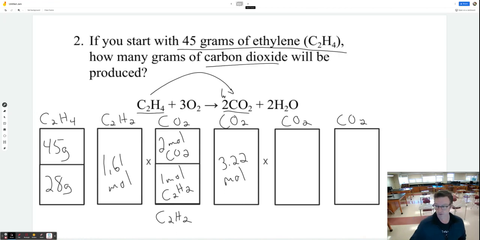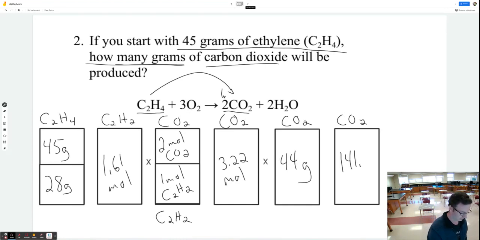To get to the answer, which is in grams, we multiply that by the molar mass of CO2, a carbon plus 2 oxygens off the periodic table, which is 44 grams. 3.22 times 44 is 141.7 grams of CO2 that would be produced by that reaction.